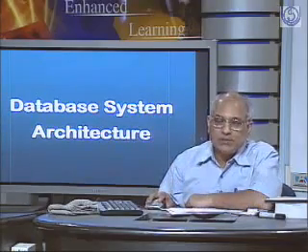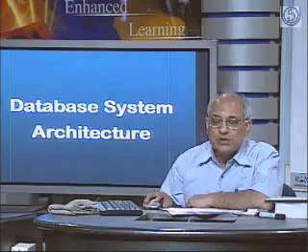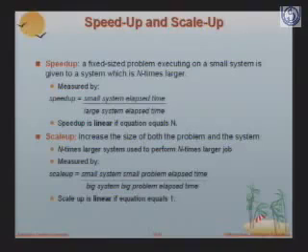So speed up is when a fixed size problem executing on a small system is given to a system which is n times larger. It is measured by the elapsed time taken by the small system to execute this task divided by the elapsed time of the large system executing the same task, and this is the ratio. A speed up is linear if the equation equals n.